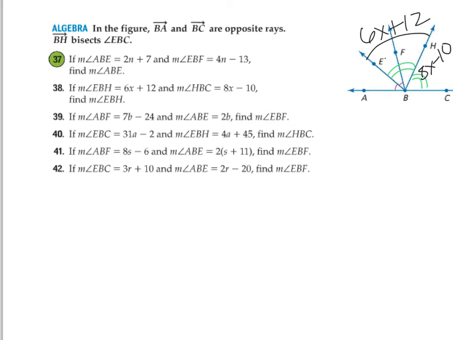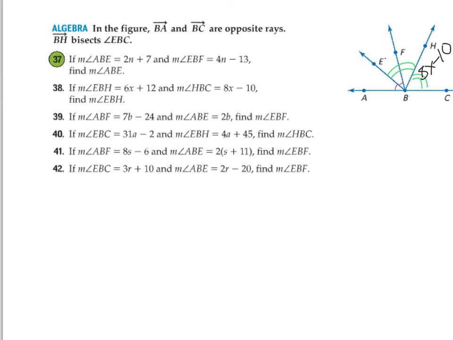And if you look at our diagram, remember, because of this angle bisector, the two angles with the double green arcs are congruent to each other. So, kind of like the last problem, we'll go ahead and take this 6x plus 12 and set it equal to 8x minus 10. Because congruent angles have equal measures. So you set the measures equal to each other, solve for x, and then be sure you answer the question. Make sure you plug that x back in to find out what the measure of angle EBH is.